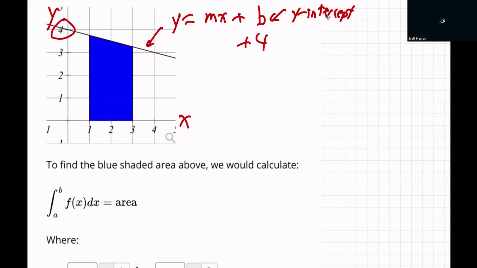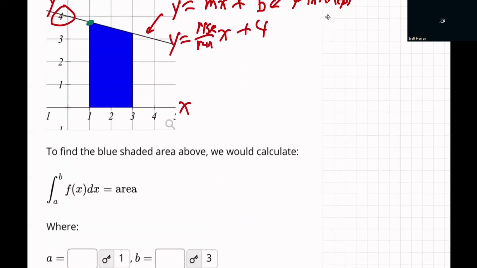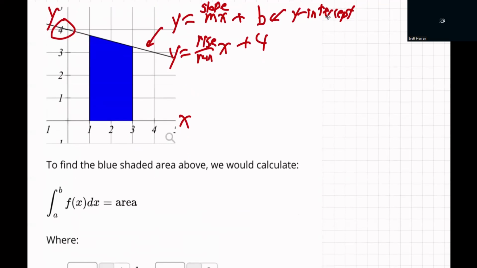That part's easy. Now, what's the m? The m is the slope, remember? And slope is rise over run. So we have to find the rise and the run. How do you find the rise and the run? You go between any two points that are clear. I'm not going to use that point because I can't tell exactly how high or low it is. It's not a good plan. I'll go from this point to that point because those are right on grid.